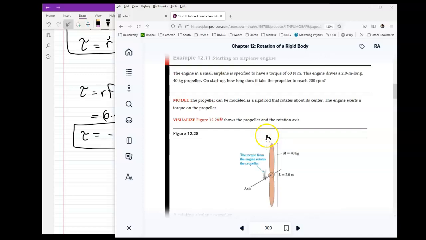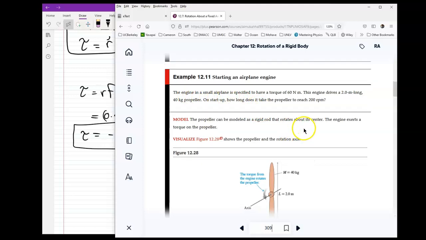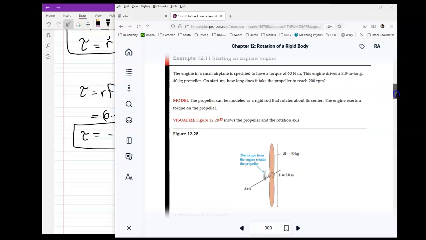So let's read it together. It says an engine in a small airplane is specified to have a torque of 60 Newton meter. Okay? So you have a 60 Newton meter torque on this engine. This is the axis of rotation. This engine drives a 2 meter long, 40 kilogram propeller. Okay, so this is the propeller. On startup, how long does it take the propeller to reach 200 revolutions per minute? All right.